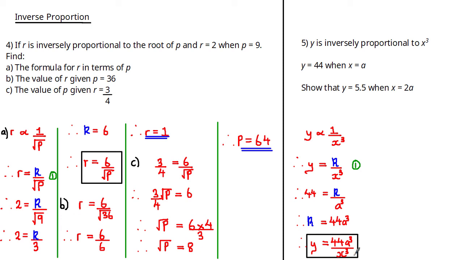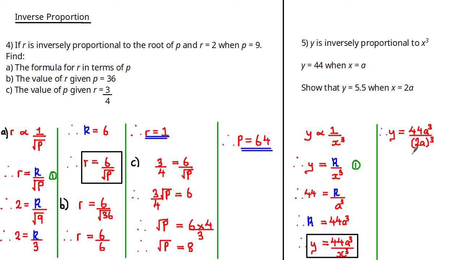So now we have a general formula for y in terms of x. We need to show that y is equal to 5.5 when we substitute x equal to 2a into this formula. So let's go ahead and do that. So subbing x equal to 2a into this formula, we get that y is equal to 44a cubed divided by 2a all cubed. Now again, when substituting algebraic terms into a formula, you need to be careful. This is not 2a cubed, but this is 2a all cubed.